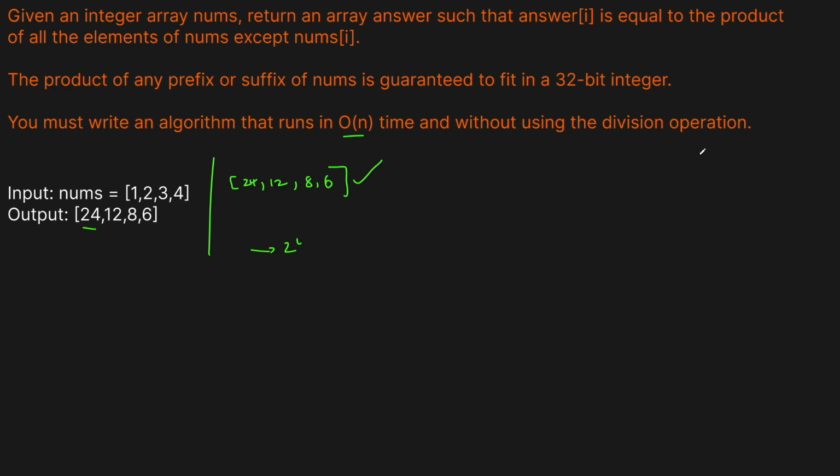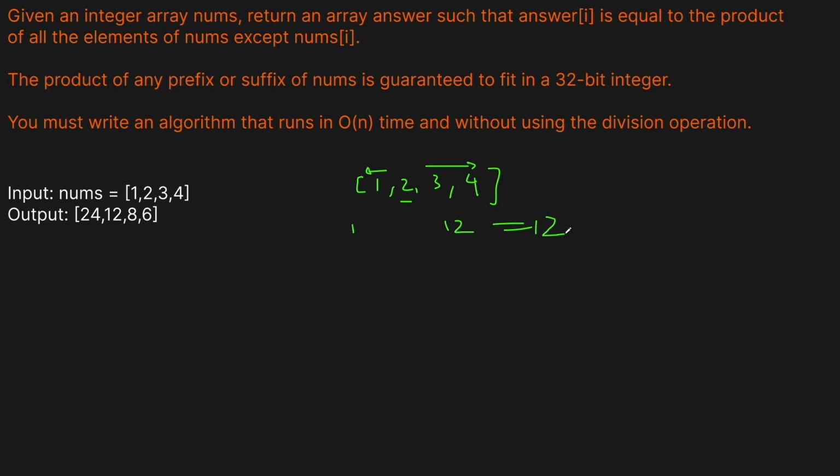So we're going to be using a little bit of a trick here, and what I want you to realize is that let's think about this. Say we have our array here, 1, 2, 3, 4, right? What is the product of the array except 2, right? It's going to be the product of everything to the right of 2 multiplied by the product of everything to the left of 2. So the product here is 1 times the product of whatever is to the right of 2, which is 12. So in this case, we get 12, right?